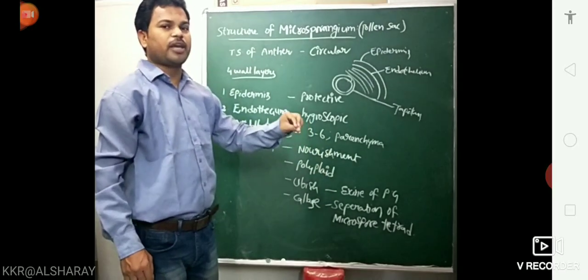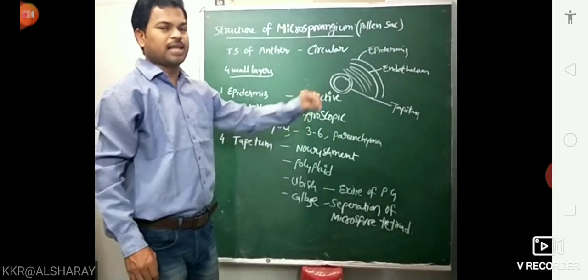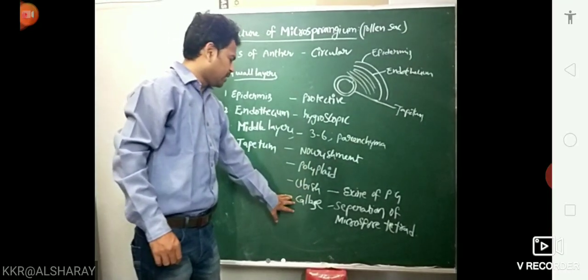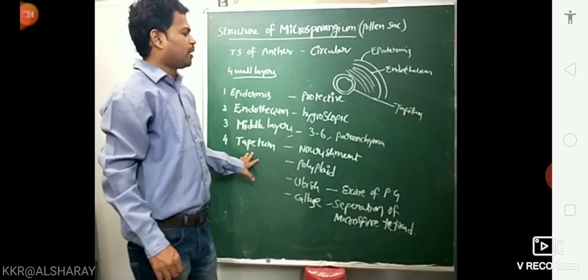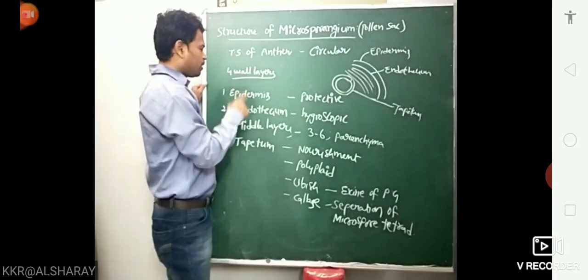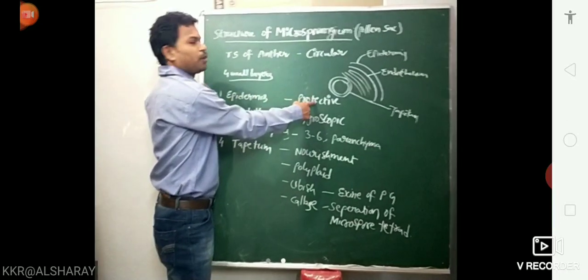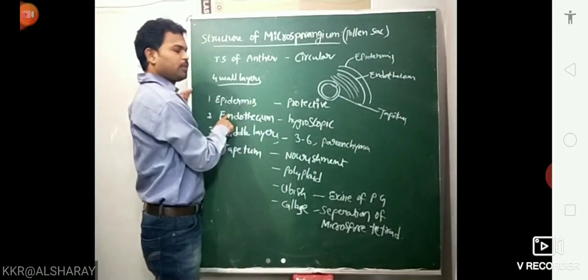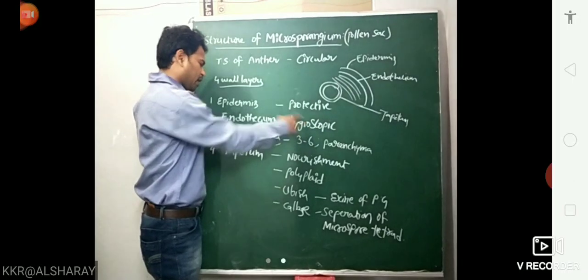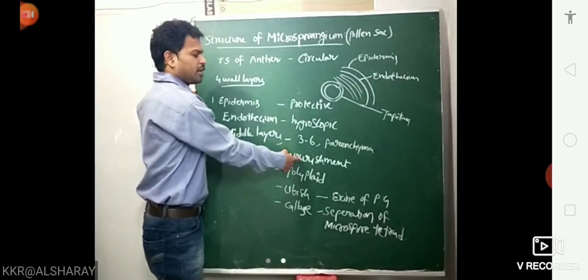Sir, what is meant by microspore tetrad? It will come in the next class, not to worry. So callase enzyme is secreted by the tapetum cells. I repeat the points here. Epidermis is a protective layer. Endothecium is a hygroscopic layer. Then tapetum is for nourishment.